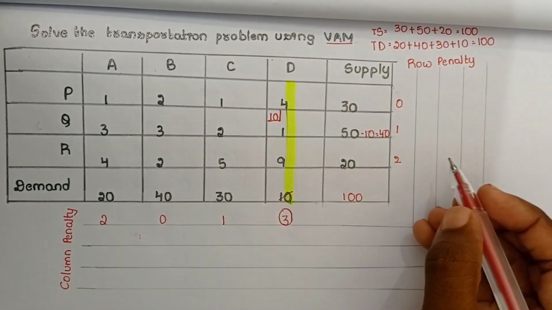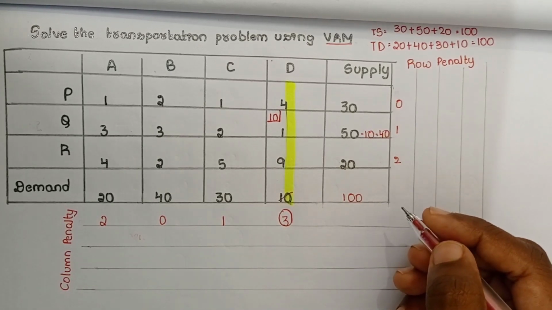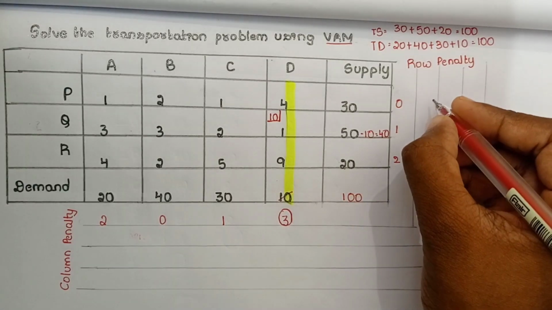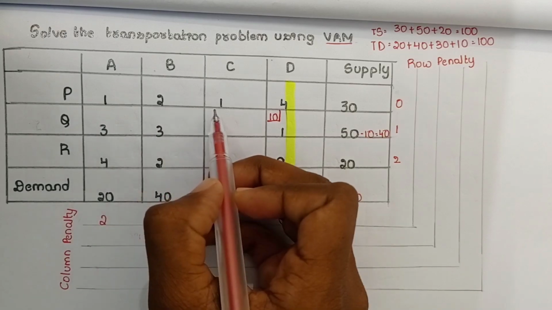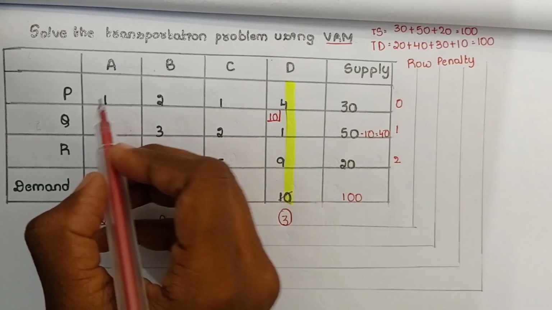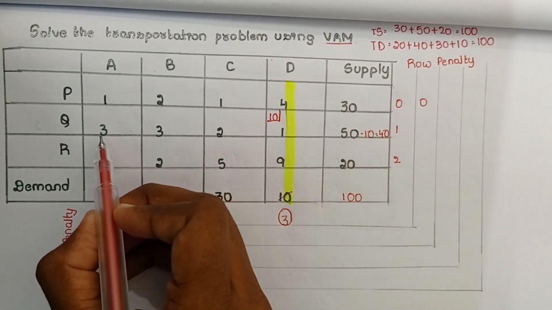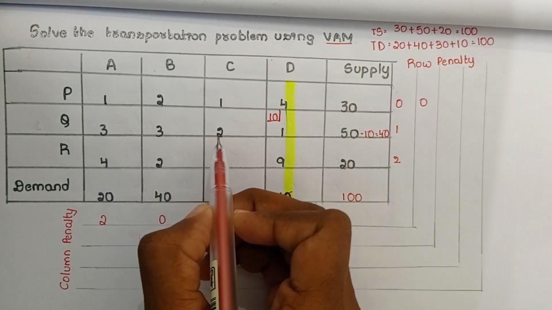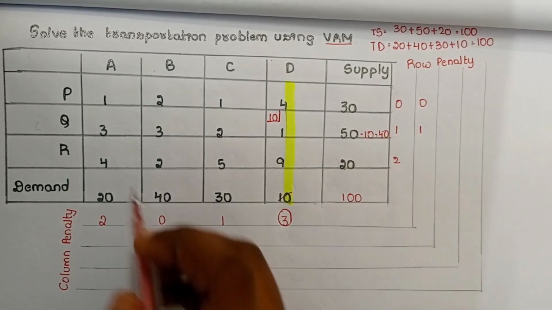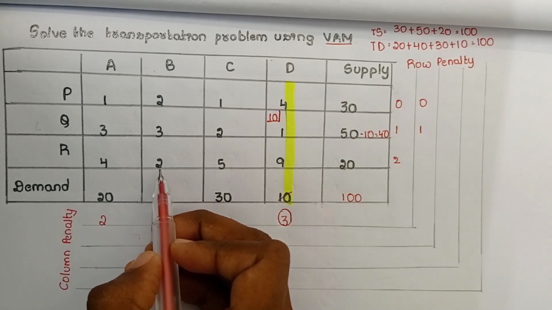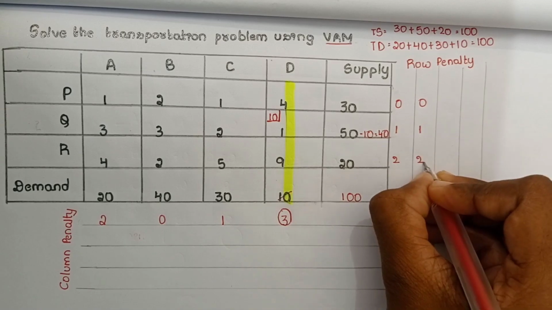Okay, so we are done with the second step. Again, we have to follow the same step throughout the problem. So first, let's identify the row penalty. The remaining values in this row are 1, 2 and 1. So the least values are 1 and 1. So 1 minus 1 is 0. In the next row, the values are 3, 3 and 2. The first least value is 2 and the second least value is 3. So 3 minus 2 is 1. In the third row, the first least value is 2 and the second least value is 4. So 4 minus 2 is 2.